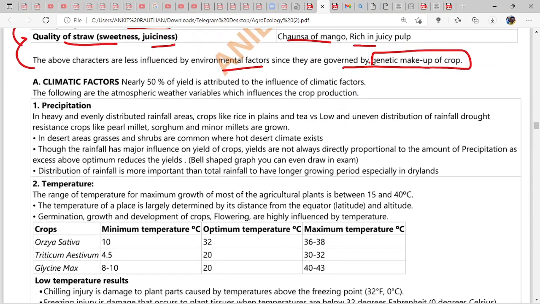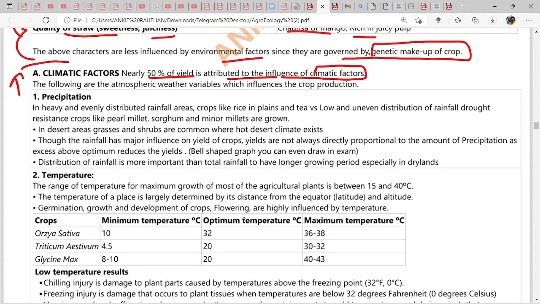They are not influenced by the outer factors. Now the climate factors: nearly 50% of the yield is attributed to the influence of climatic factors. If the climatic factors are great, then the crop yield will be 50% higher. If they are bad, then it can be lower. So among climatic factors, precipitation is very important.